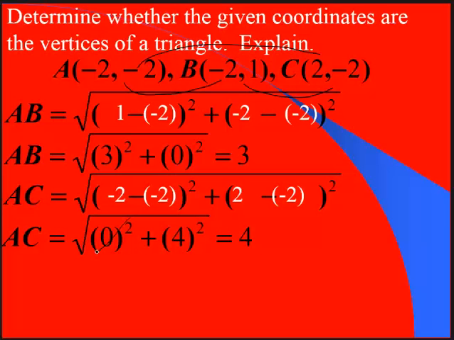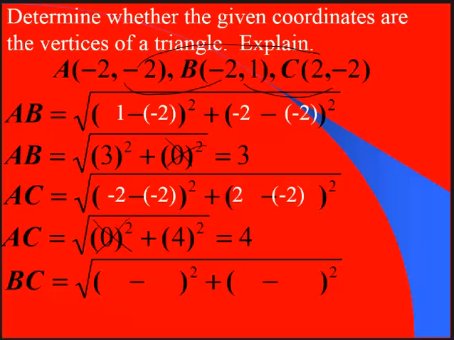This goes away, just like this did up here, because 0 is nothing. 4 squared is 16, and then don't forget we're taking the square root of that, so we get a 4. Now we need to do the length of BC. Again, y2 minus y1, x2 minus x1, negative 2 minus 1 is negative 3. Here we're going to subtract a negative. That becomes a positive, so that's 4.